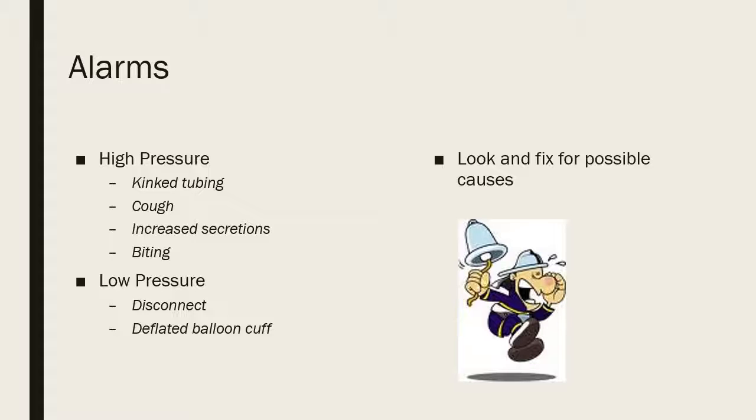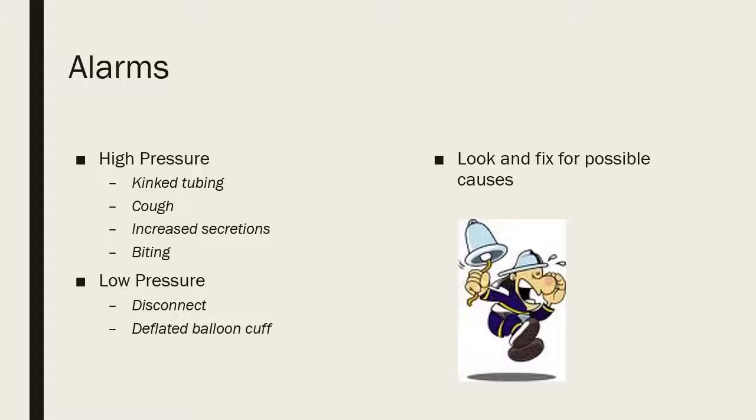If your patient is coughing, or if they are bearing down and fighting the vent, if they have increased secretions, or if they're biting down on the tube, those can all be causes. Obviously, if they have increased secretions or something like that, we may need to go ahead and suction them, and that may solve our high pressure alarm. If it's kinked, obviously we're going to look at that tubing and make sure it's straightened out. If they're biting it, we're going to address that.